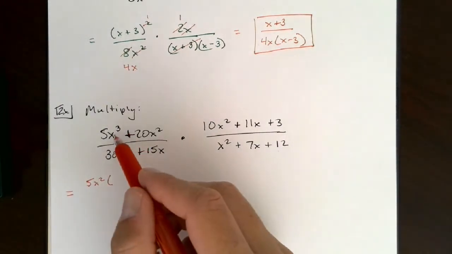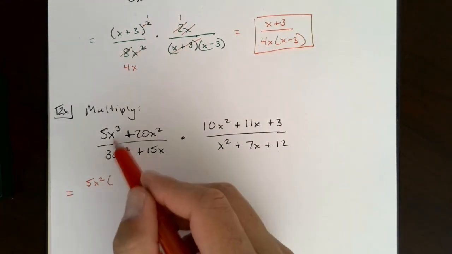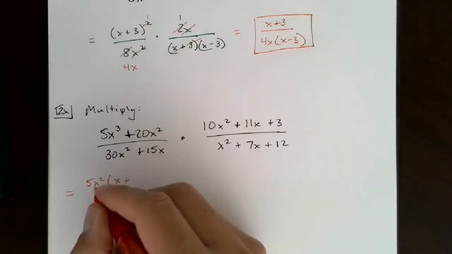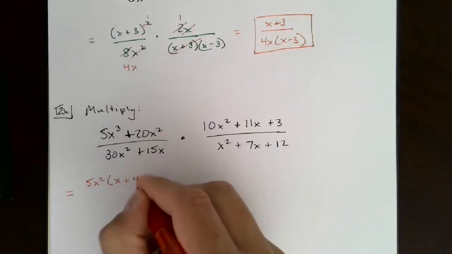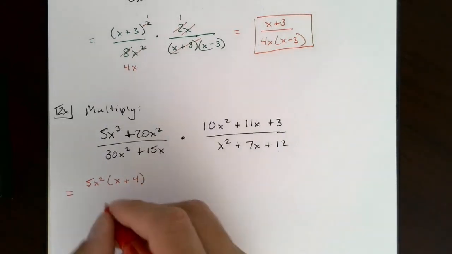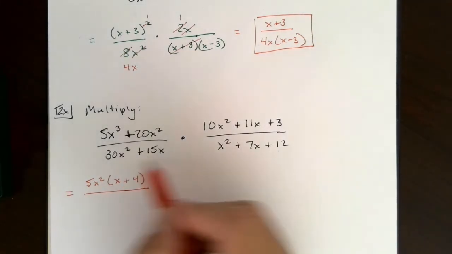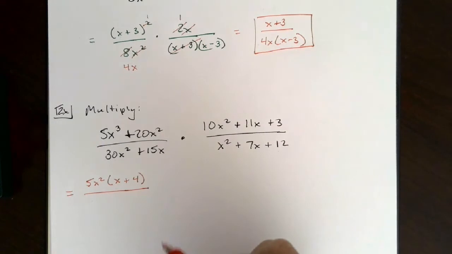Well, I've got 5x cubed, factoring out the 5x squared. It's like dividing it out, remember, so it just gives me x. Plus 20x squared, factoring out the 5x squared just gives me plus 4. This will be over. In the denominator, same thing, looking for a GCF, 30x squared plus 15x.